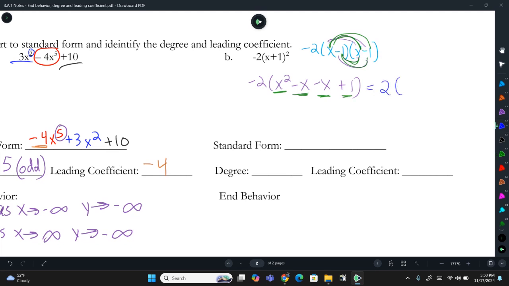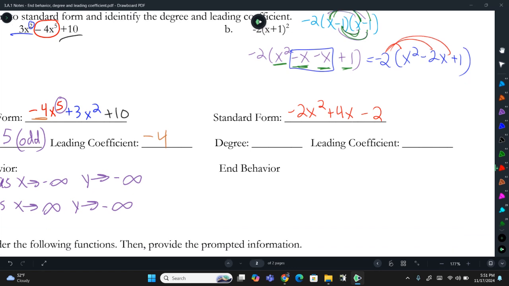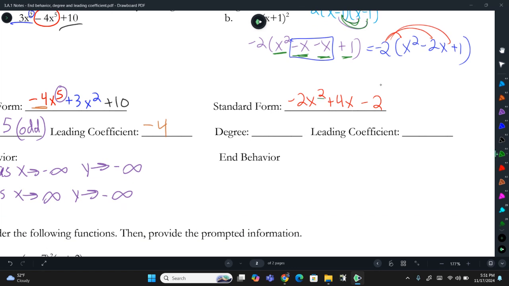So this is equal to negative 2 still out in front. Then we have x squared. We can combine these two to negative 2x plus 1. And then we can distribute the negative 2. So we have negative 2x squared plus 4x minus 2. And that's in standard form because our degree goes from biggest to smallest. We have x squared, x to the invisible 1 power, and no x. So our degree is 2. And our leading coefficient is the number in front, which is negative 2.